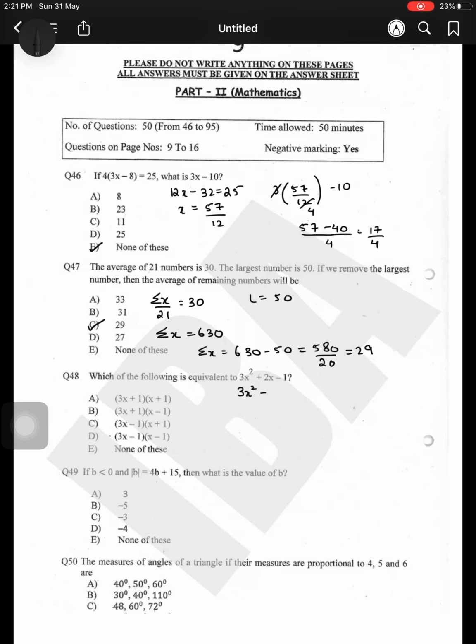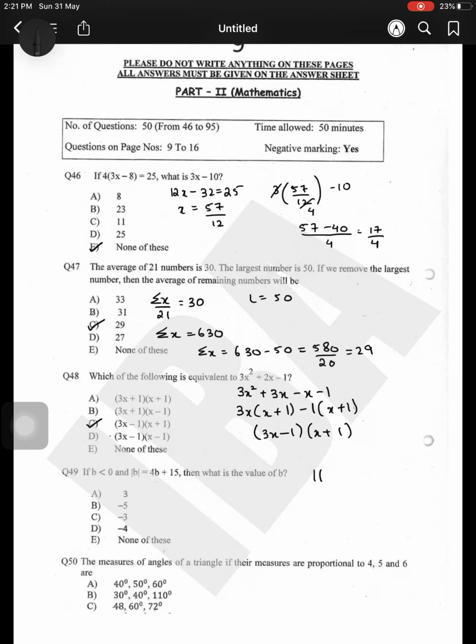In this next question, we are supposed to break this equation into fractions. So what you're going to do is 3x squared plus 3x minus x minus 1, 3x bracket x plus 1 minus 1 bracket x plus 1. So we have two fractions coming out as 3x minus 1, and the second fraction is x plus 1, which is C.